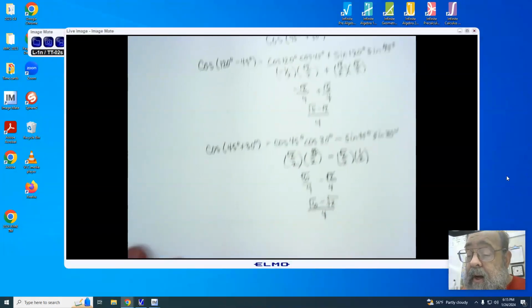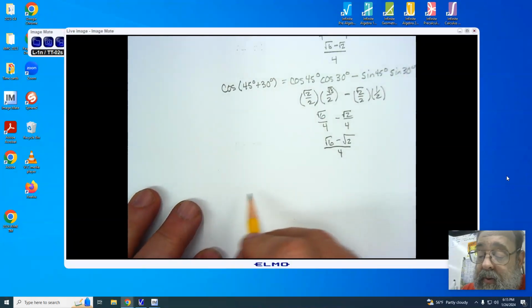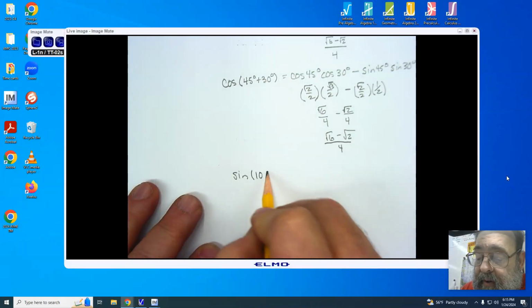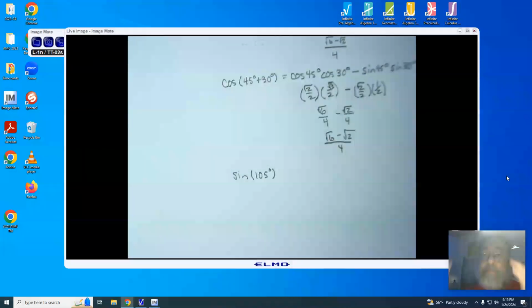Let's take a look at a sine now. We're going to follow the same basic pattern for sine, so in this problem we're looking at the sine of 105 degrees. Once again, we can either work with a sum.